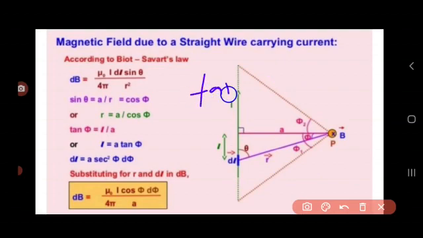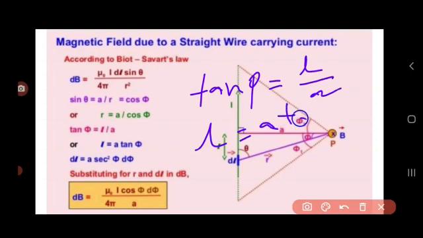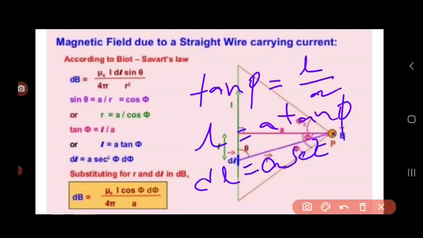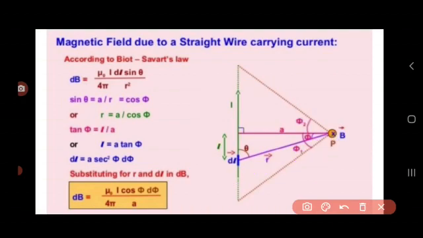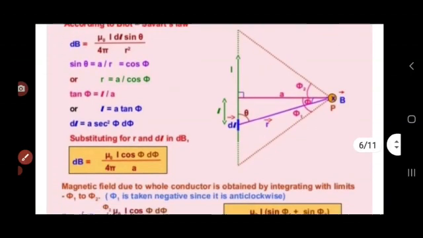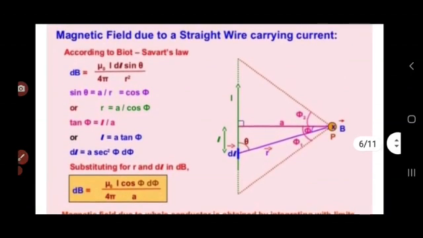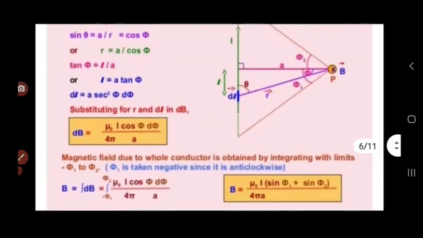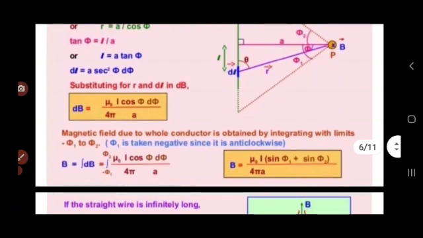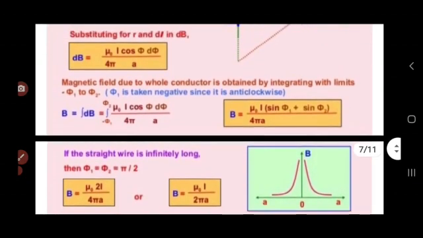Okay. Now we have to calculate the total magnetic field. Total magnetic field can be calculated by integrating dB. So B is equal to integral of dB, and we get the value of dB: mu naught by 4 pi, I dl sin theta by r square. So here we replace dl and sin theta.